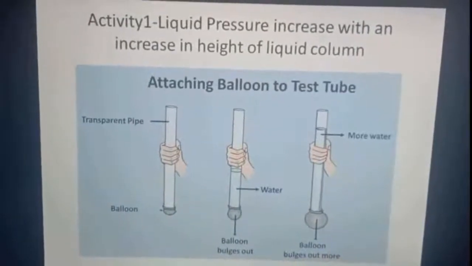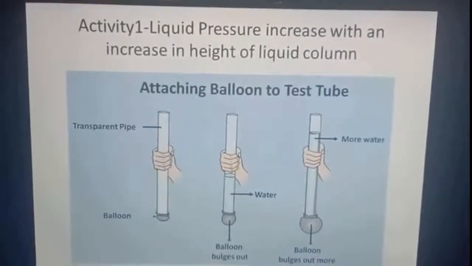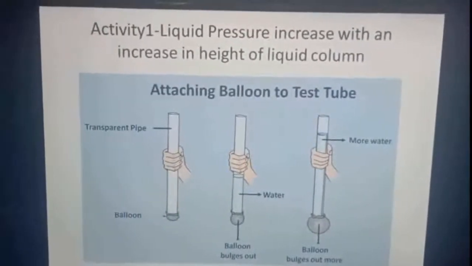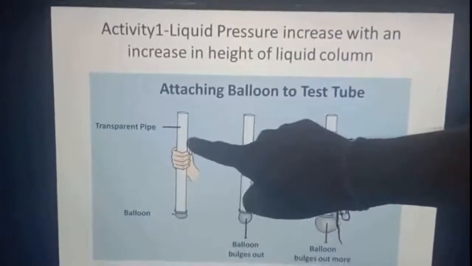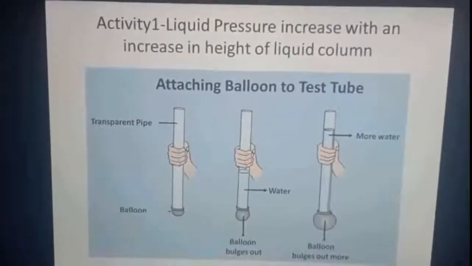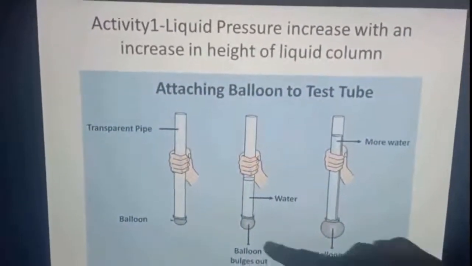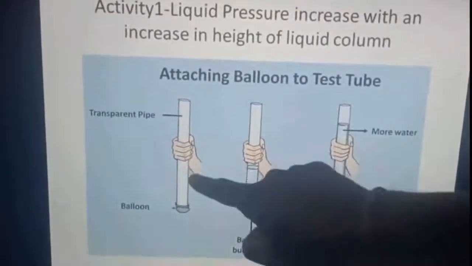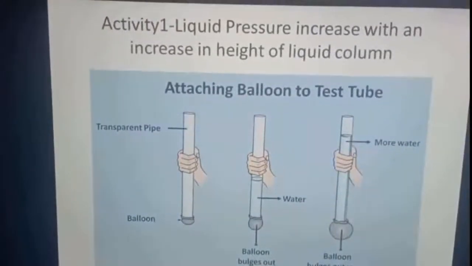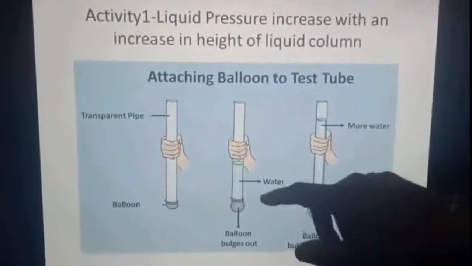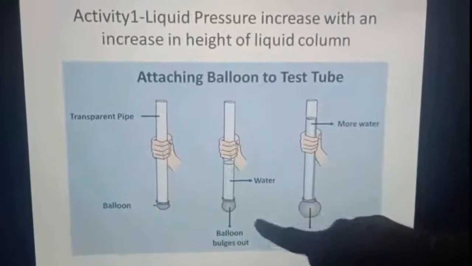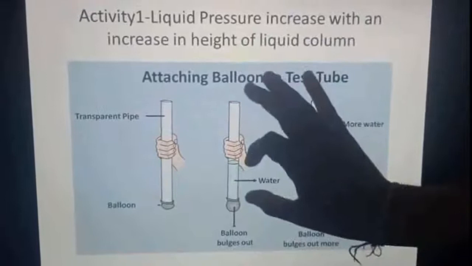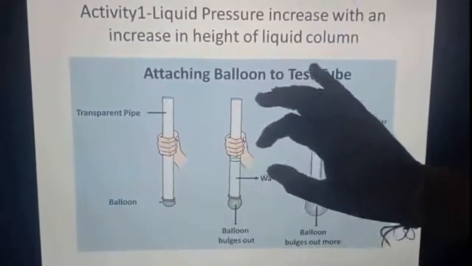Now we discuss activity number 1. Liquid pressure increases with an increase in the height of the liquid column. We take a transparent pipe, stretch a rubber balloon over one end of the pipe, and hold the pipe in a vertical position as shown in the figure. Now pour some water in the pipe. We observe the rubber balloon bulges out. Note the height of the water in the pipe.